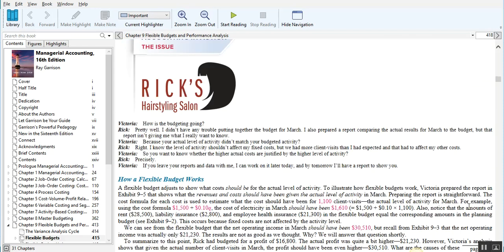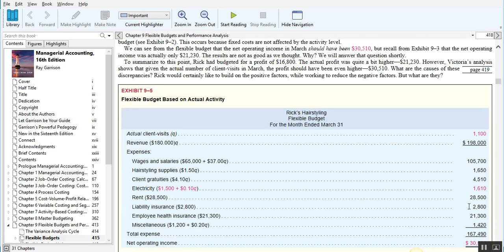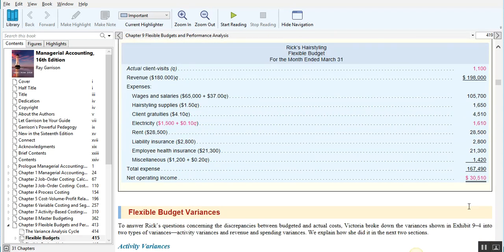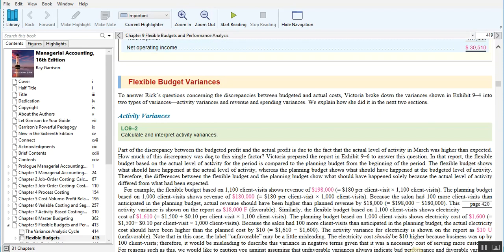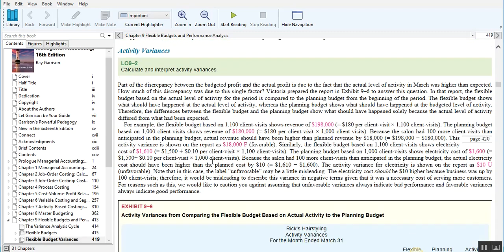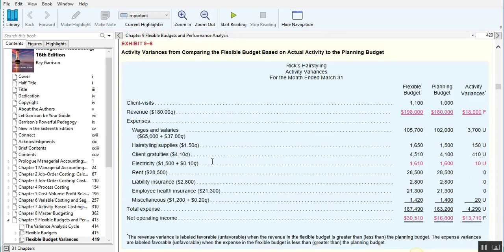So what we're really thinking about when we do a flexible budget is identifying why those changes took place. So we look at the actual results here, and we see these cost drivers that we have. And so when we do a flexible budget, we want to basically take that planning budget and make an adjustment for it based on quantity. So notice we had a planning budget of 1,000 visits. We had revenues of $180 times the client visits, which we budgeted for $180,000, but we actually had 1,100 here, and that gives us $198,000.